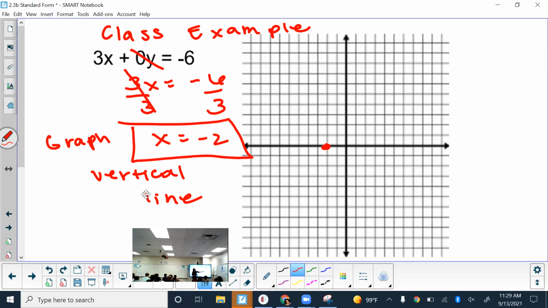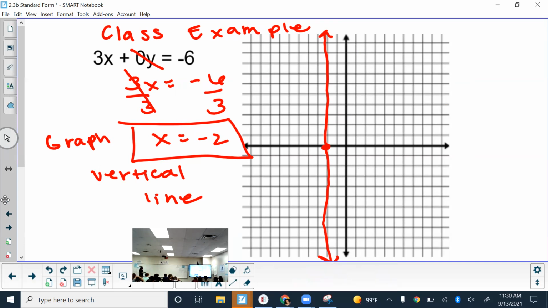If I make a horizontal line, will all those x values be equal to -2? Not if I make a horizontal line. And if I make a vertical line through that circle, are all these x values equal to -2? Yes, and you can try it out. This is (-2, 0), (-2, 1), (-2, 2), (-2, 3), and it keeps going. So I know I made the correct line. Questions about that?